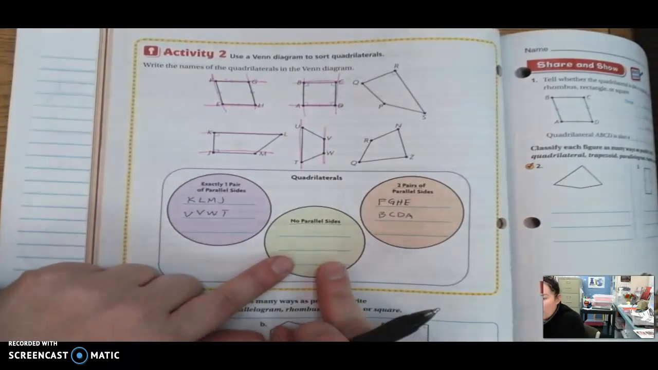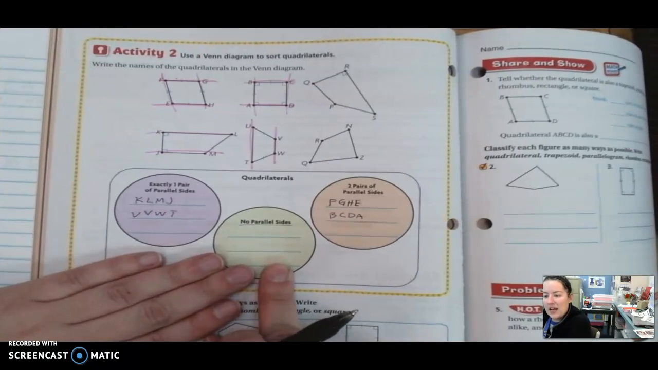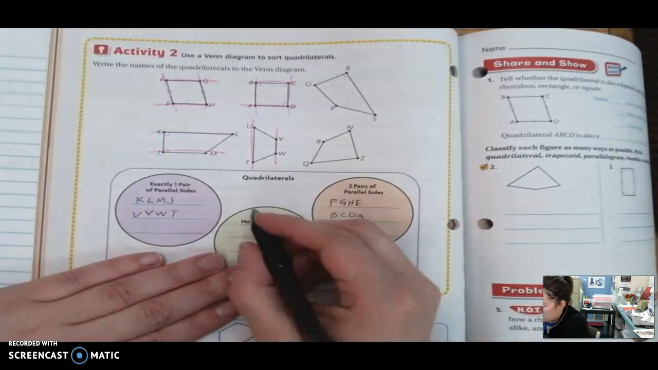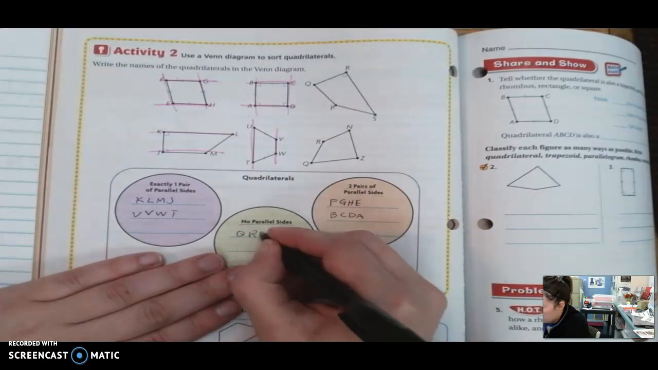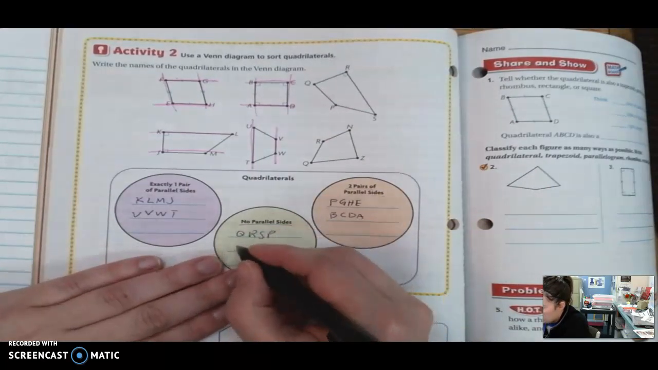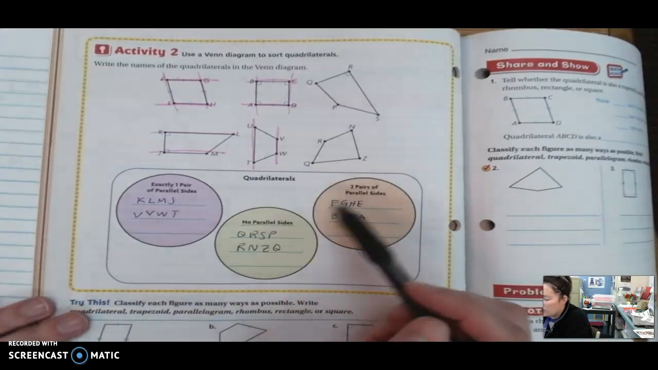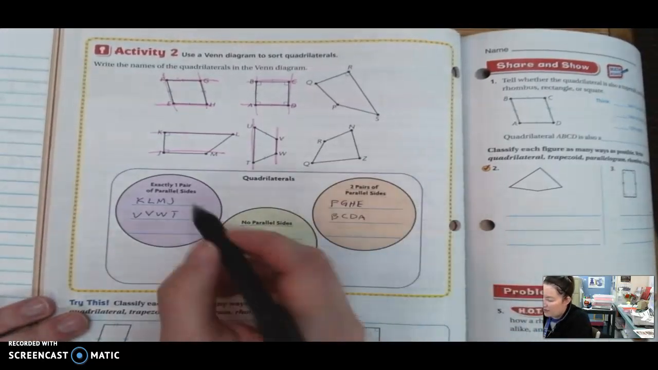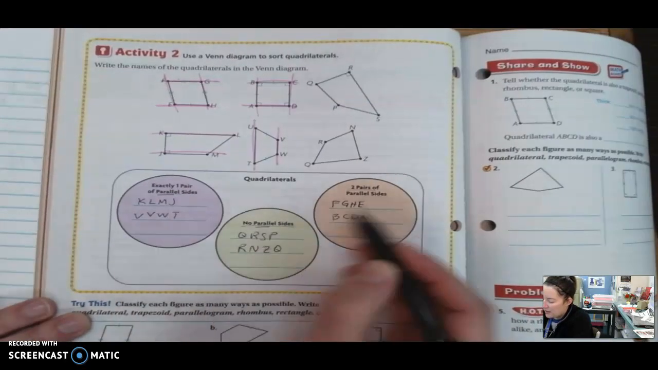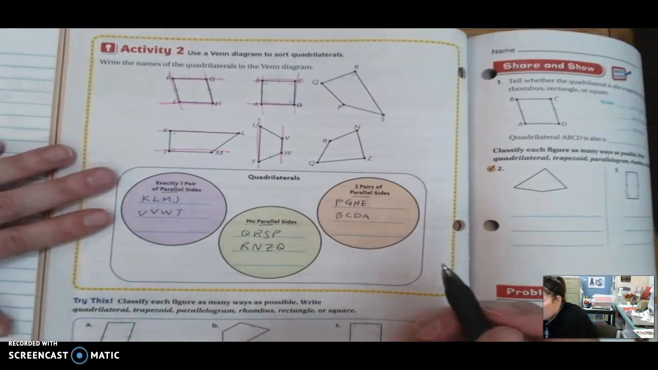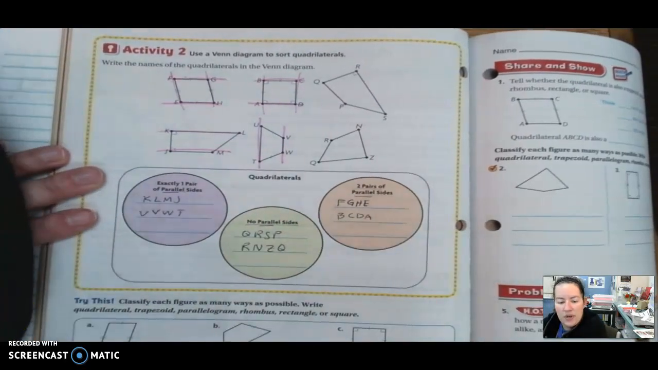And then which ones had no parallel sides? There's two that have absolutely zero parallel sides. These two here. So Q, R, S, P, R, N, Z, Q. So we sorted these based off of parallel sides. All right. We're going to practice some more in the next video.